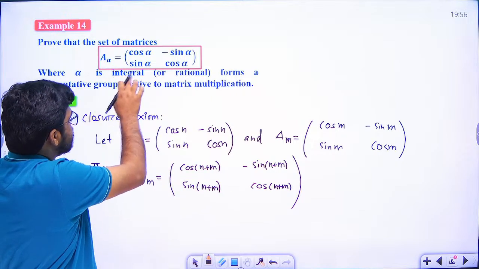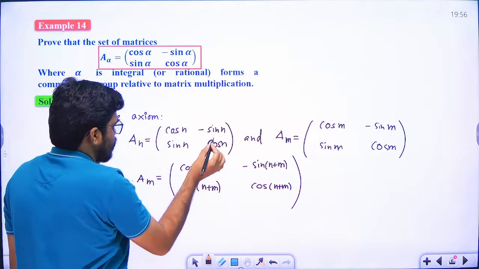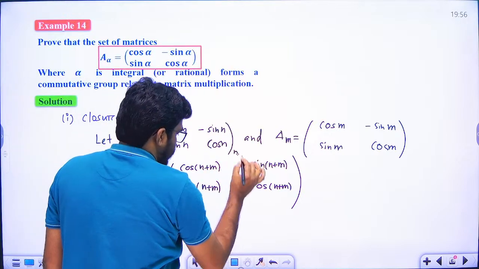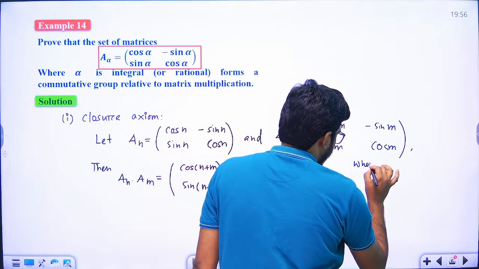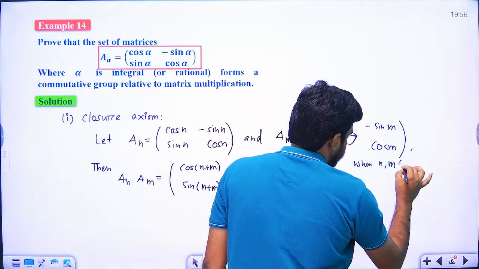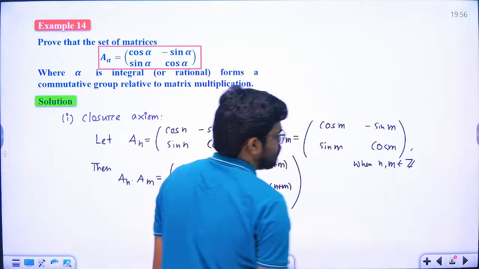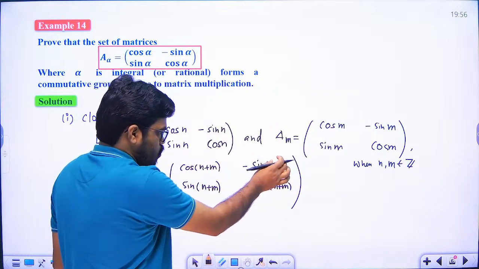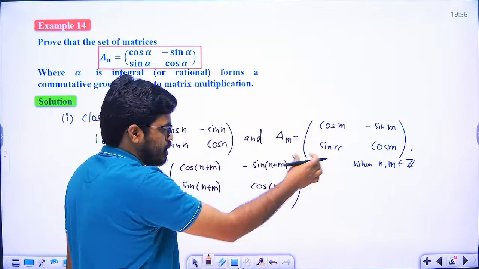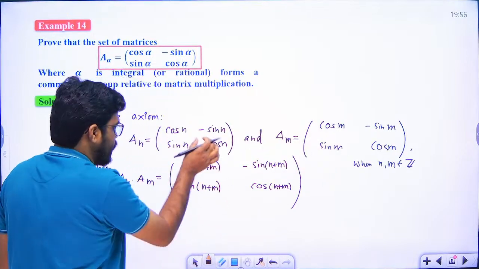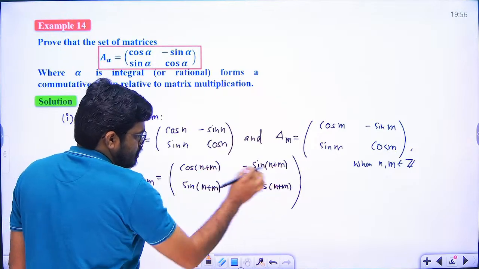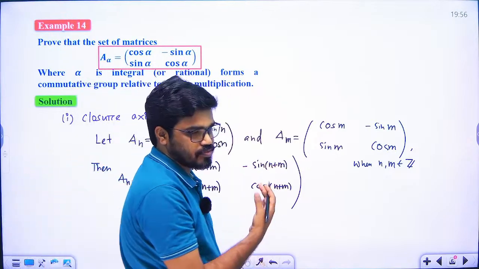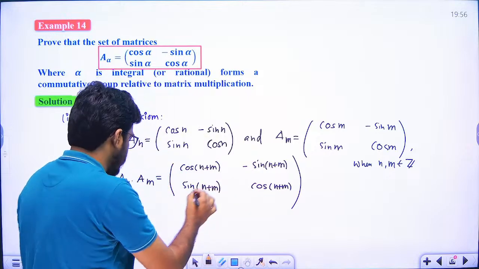Alpha is an integer or rational. That means here n and m are integers, so this is an integer, this belongs to Z. The sum of two integers is also an integer. Just see n and m are integers, so this is an integer, this is an integer, this is an integer, this is an integer. So obviously this is the matrix.